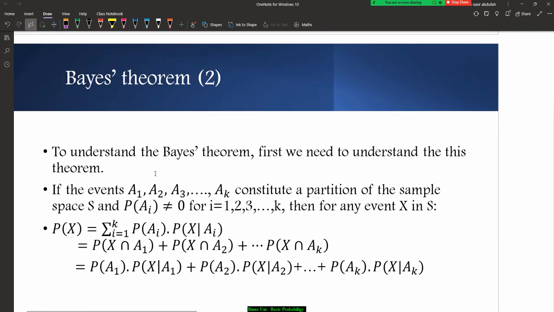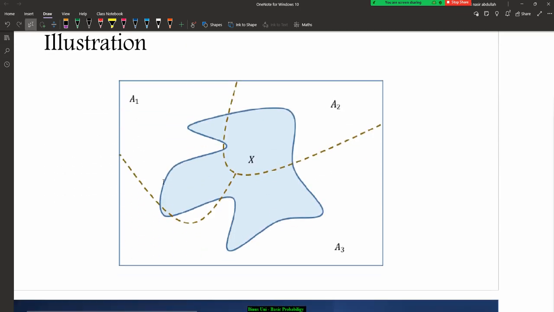Right, to understand Bayes theorem, first we need to understand this theorem. So if we have events A1 until AK that constitute a partition of the sample space S, and the probability of Ai is not equal to 0, it means that every event has its own probability value. So to find the probability of X, it should be equal to the sum of all the intersections with X, right? So let's make it clear by illustration. Now, let's look at this illustration.